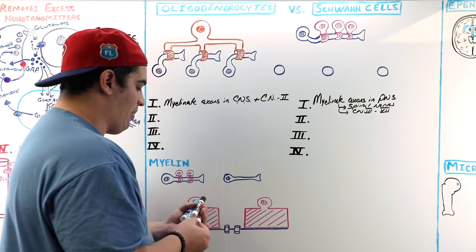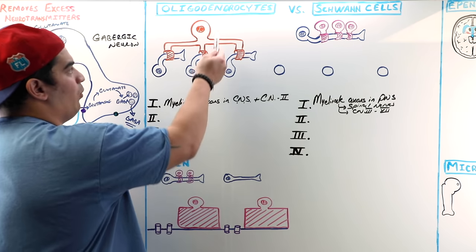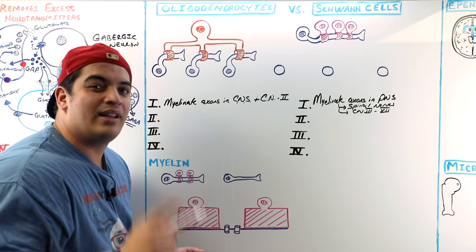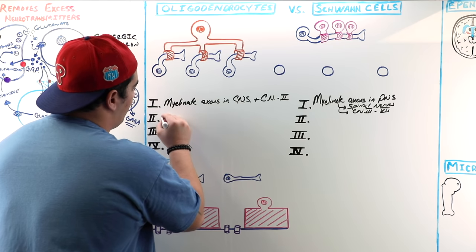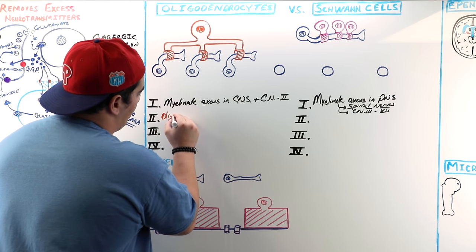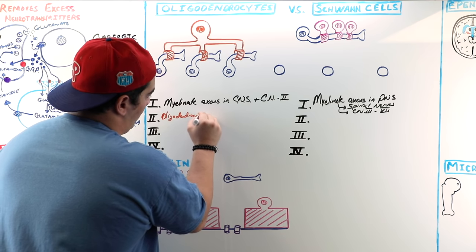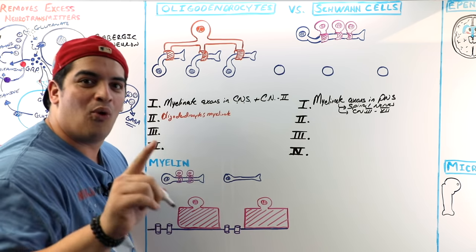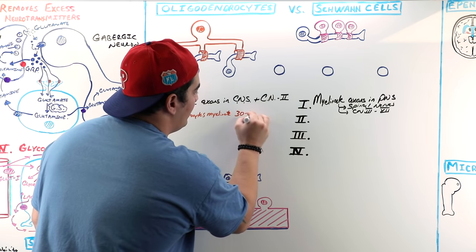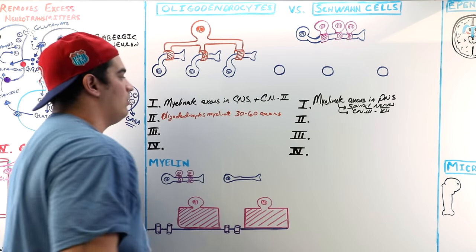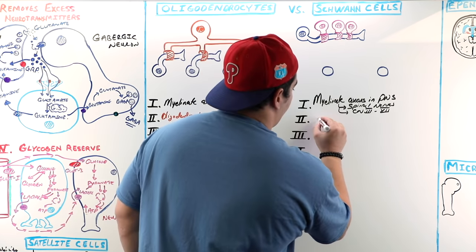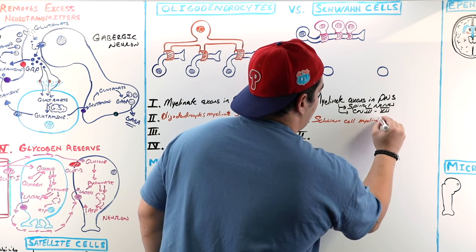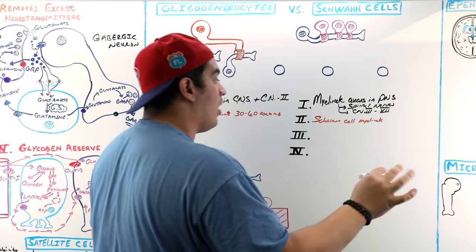Next thing that's also important to remember: oligodendrocytes. If you look at them, one oligodendrocyte myelinates how many axons? Multiple axons. That's going to come into play a little bit later. So the next thing I want you to know is that oligodendrocytes myelinate multiple axons. How many? One oligodendrocyte can myelinate up to 30 to 60 axons. Holy crap. Whereas Schwann cells, one Schwann cell can myelinate segments of one neuron or one axon.